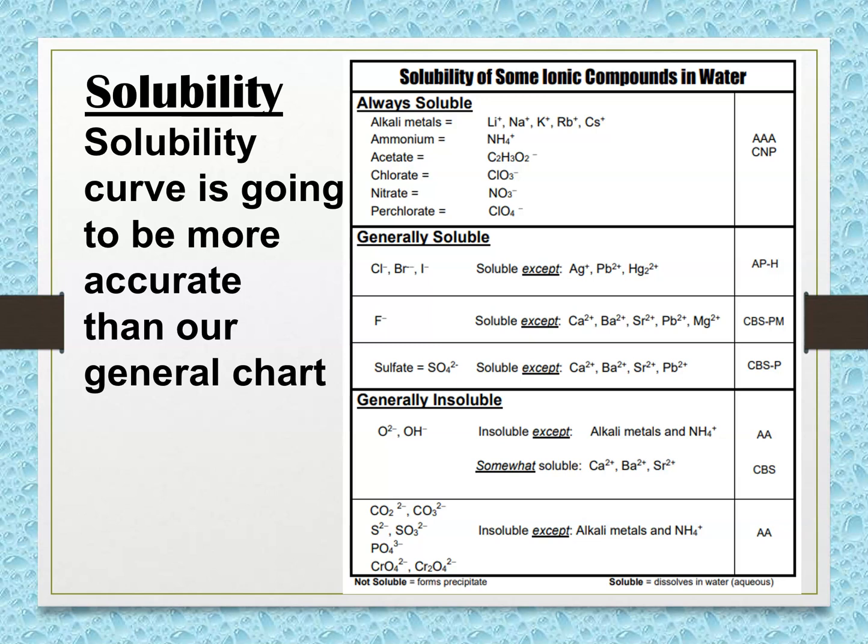A little mnemonic device there on the right: AAA, the car insurance company, and CNP. As you can see, it follows with the names of those ions. Generally soluble: chlorine, bromine, and iodine. So, AP and honors courses: chlorine, bromine, and iodine are soluble with anything except silver, lead, and mercury. A for silver, P for lead, and H for mercury. It's a little device to help you memorize what's going on.